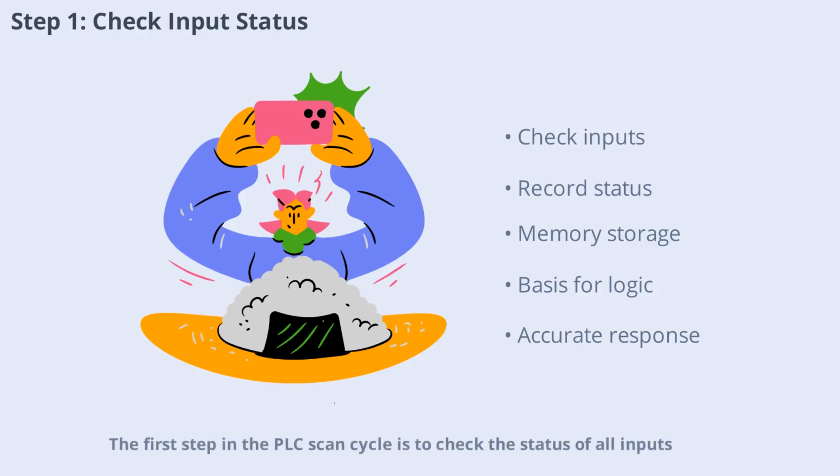The first step in the PLC scan cycle is to check the status of all inputs. The PLC examines each input device to determine if it is on or off, recording this information in its memory. This data is crucial for the next step, as it forms the basis for executing the program logic. By accurately capturing input states, the PLC ensures that it responds appropriately to real-world events.